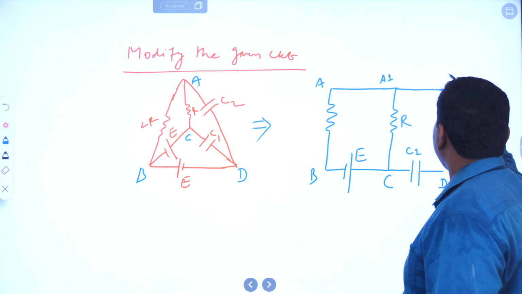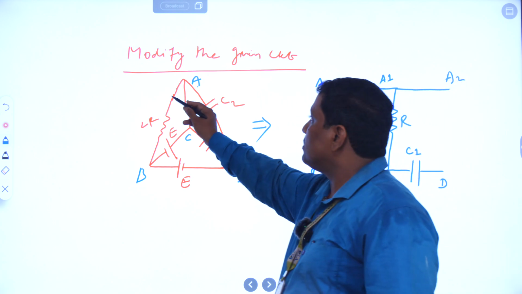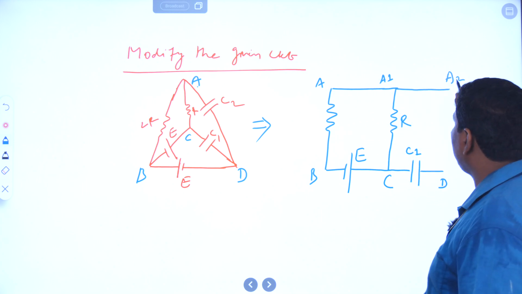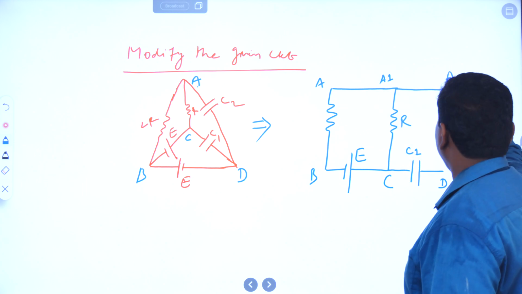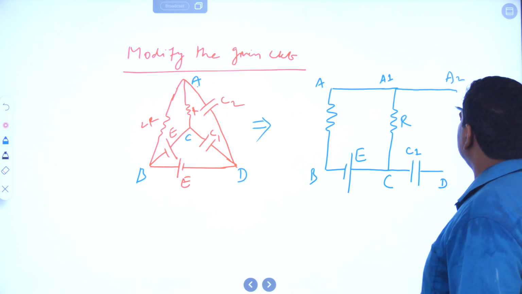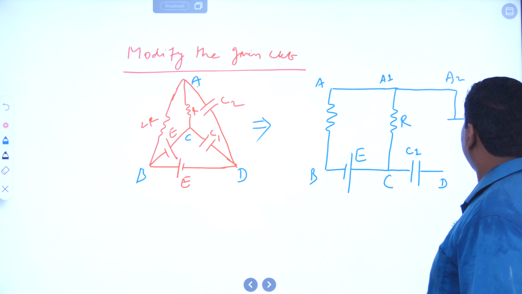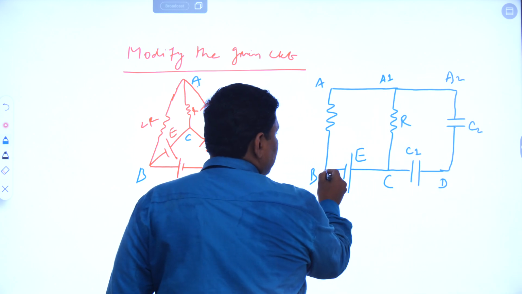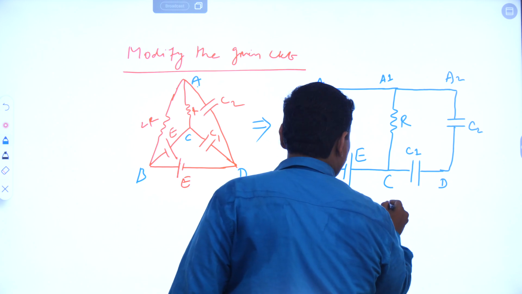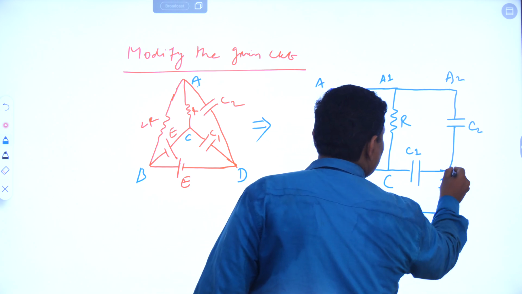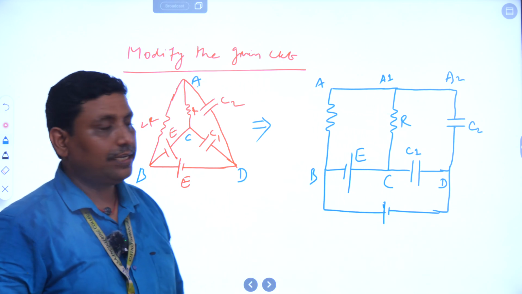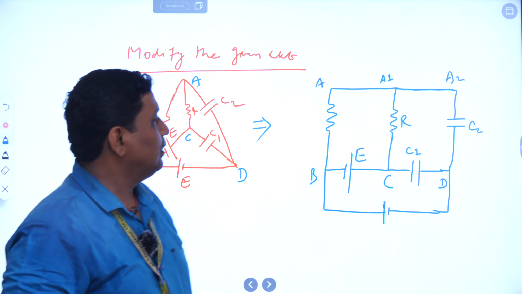I can consider this as the A2 point, because the tip A consists of 3 lines. So for understanding purposes I differentiate A, A1, A2. All are the same point only. Between A2 and D, one more capacitor, that is C2, is available. Between B and D, one more battery. Now the circuit is easy to understand, right? The previous was complex, now it's simplified.